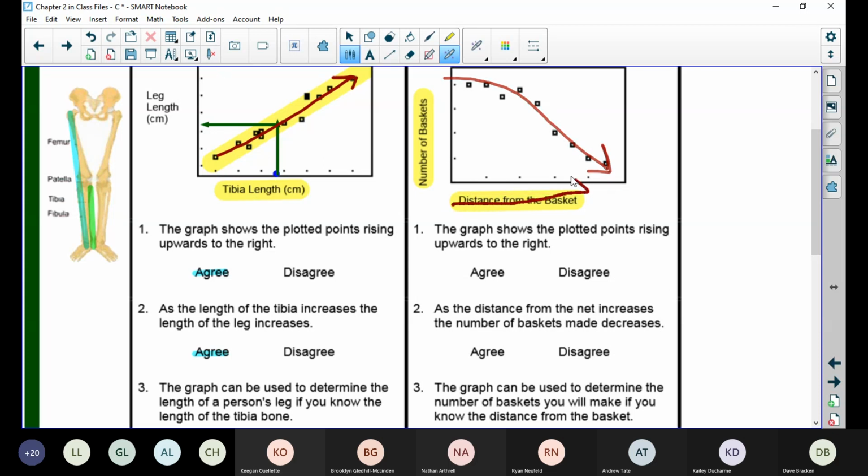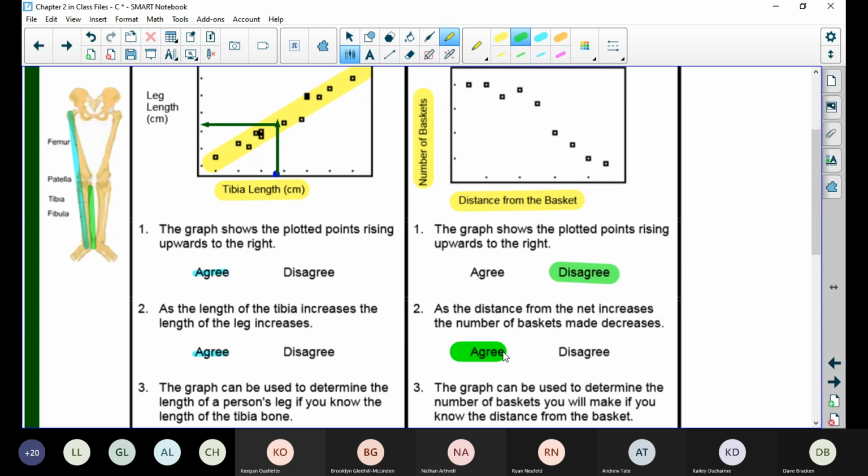But here, when your distance from the basket increases, the number of baskets decreases. So the graph shows the plotted points rising upwards to the right. No, I would disagree with this one. These are going down to the right. As the distance from the net increases, the number of baskets made decreases. That's an agree.